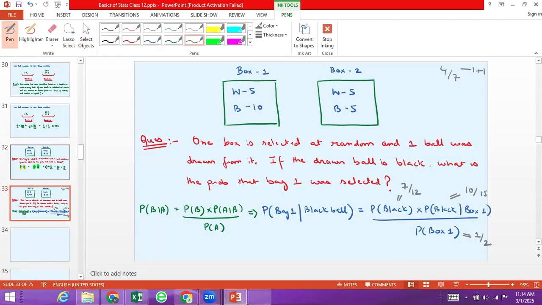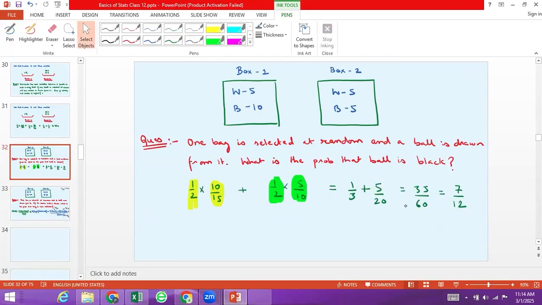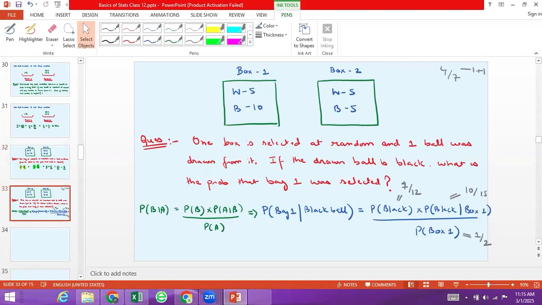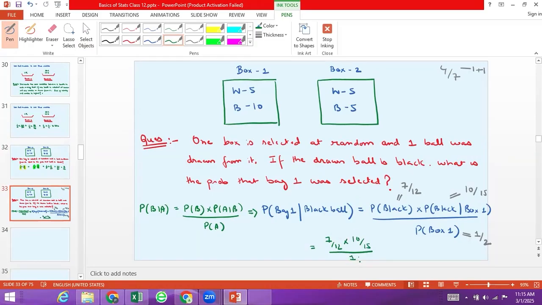Probability of drawing a black ball, like we discussed in the previous question: if one bag is selected at random and a ball is drawn, what is the probability that the ball is black? It is 7 by 12, right? When we say probability of black, we need to consider selecting it from box 1 and box 2, both. Yes, total box.